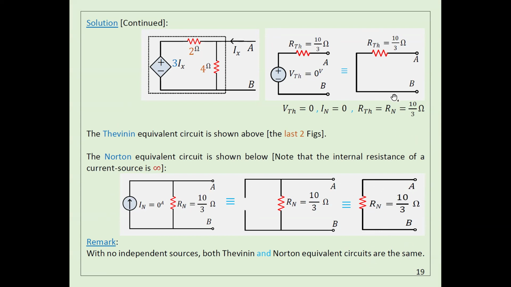So if you look here, in this very special case, with no independent sources, the Thevenin and Norton equivalent circuits are the same, as you see here. Yes, sure. Why is the Thevenin voltage 0? Because there are no independent sources.